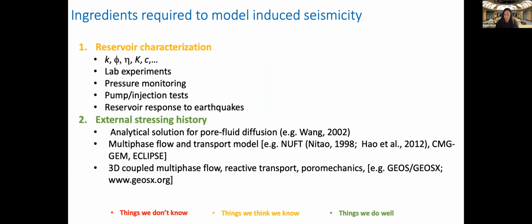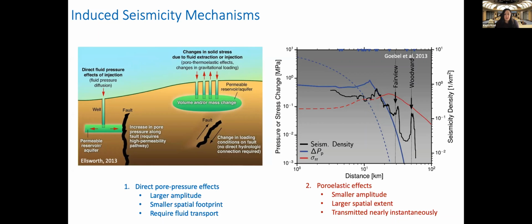Conversely, poroelastic stresses are transmitted nearly instantaneously. So as in this example for the Fairview, Oklahoma earthquake sequence, Thomas Goebel and others suggested that it was the poroelastic stresses that were responsible for triggering seismicity tens of kilometers away from an injection well, nearly just as soon as that well was turned on.